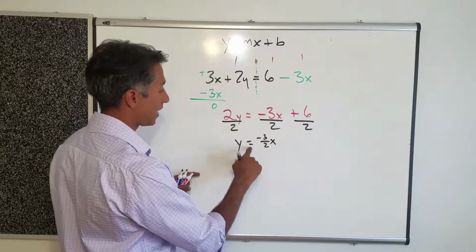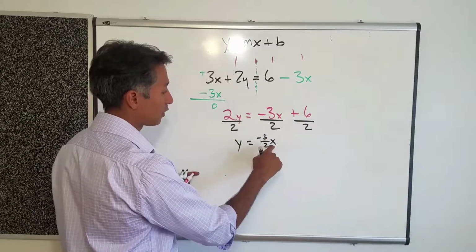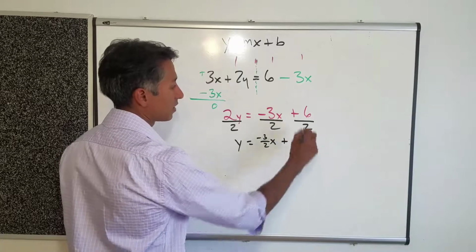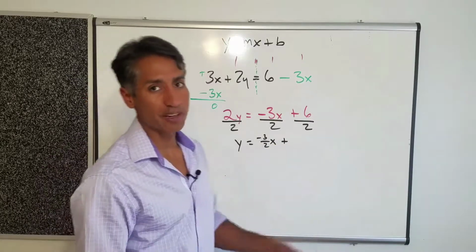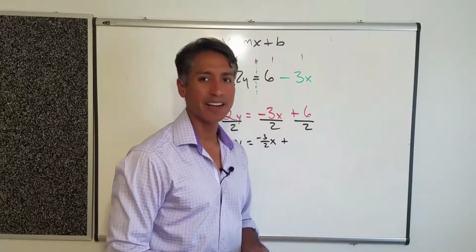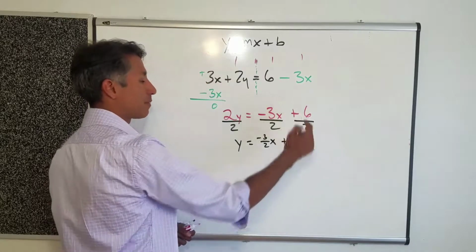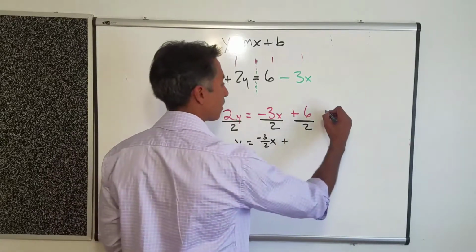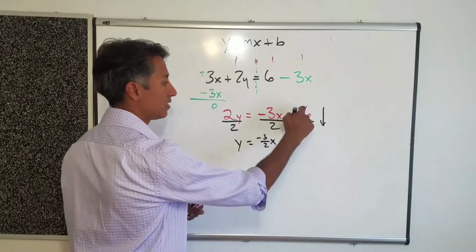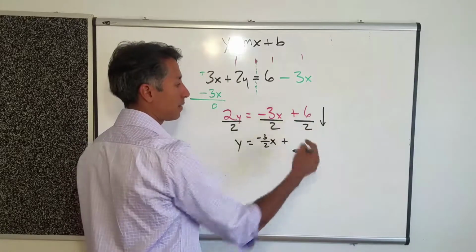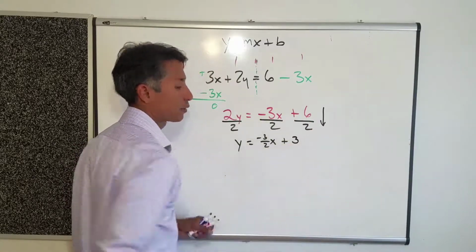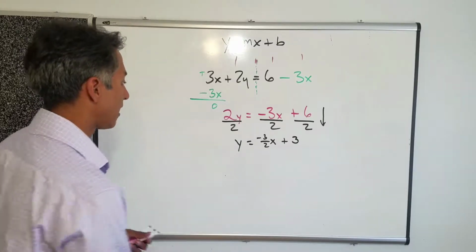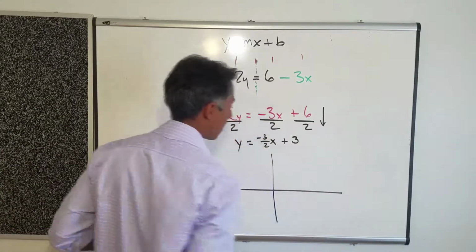So we have y equals negative 3 over 2x plus 6 over 2. Could you reduce it? Yeah, I would, right? We can do that. 6, remember, in order to reduce our fractions, we reduce them down. 6 divided by 2 is 3. Okay? All right, now we can graph this guy.